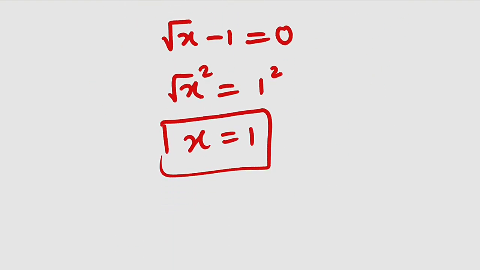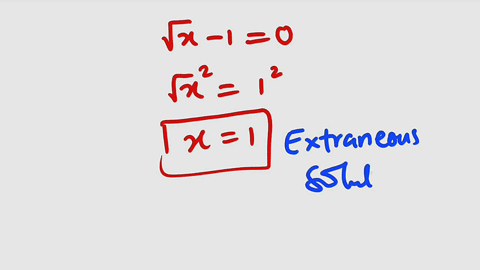So how do you conclude? We conclude by saying that x equal to 1 is what? An extraneous solution. So whenever you are able to solve a problem completely and obtain the solution, but after checking in the main equation, you realize the solution cannot satisfy the original equation, that solution is said to be an extraneous solution.